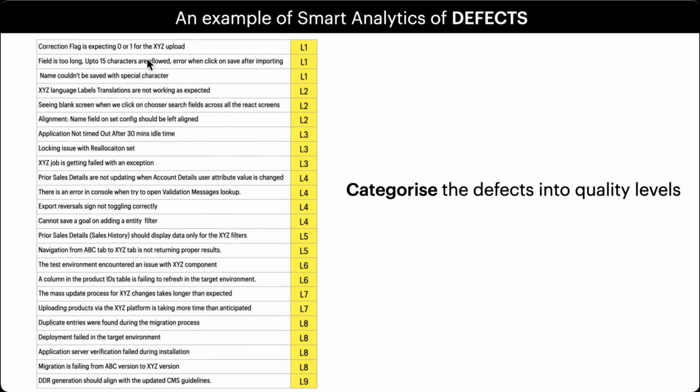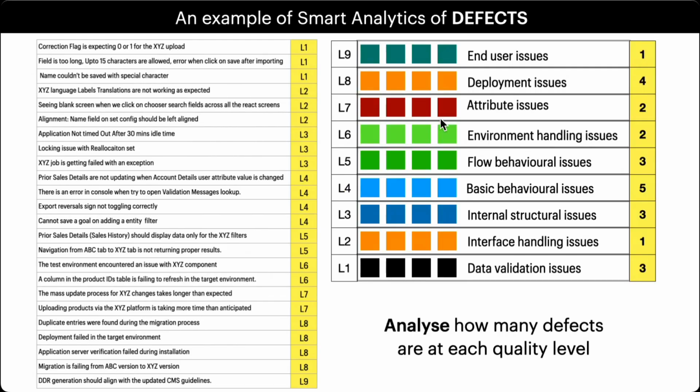So it read this defect and then said, I think it is L1. And the second one, it said, I think it's also L1. And then it went on to a fourth defect, which is XYZ language labels, and it said, I think it's a level 2, and so on and so forth, right? Then all I did was to say, okay, now that I've categorized them, let me find out how many defects I found in what level. So now it seems to indicate that I've got about 3 issues at level 1, about 1 issue at level 2, and so on. So I'm basically doing analysis of how many defects are at every quality level.